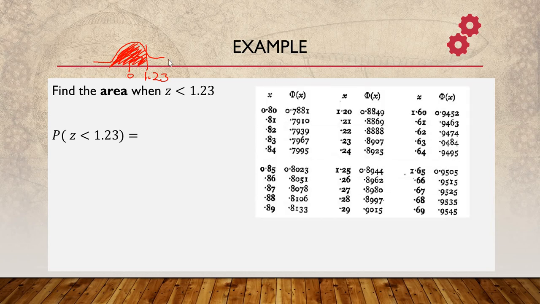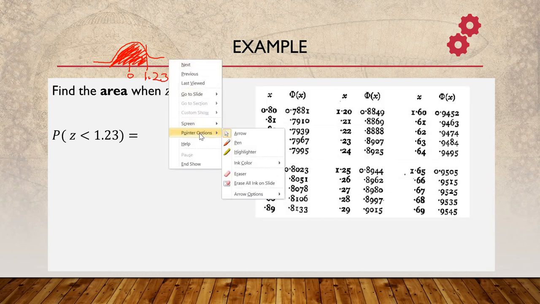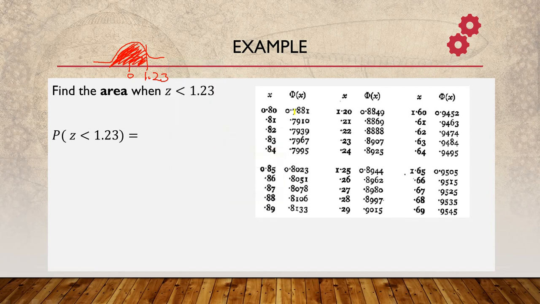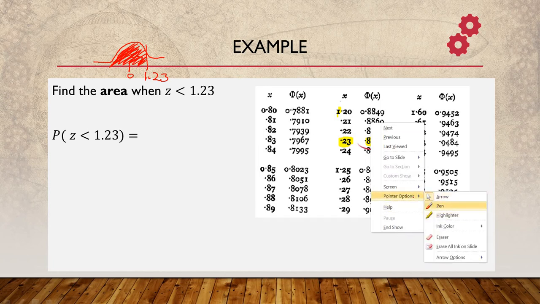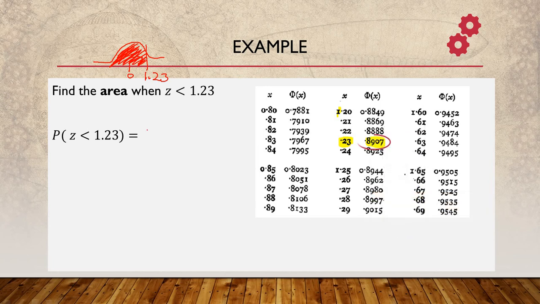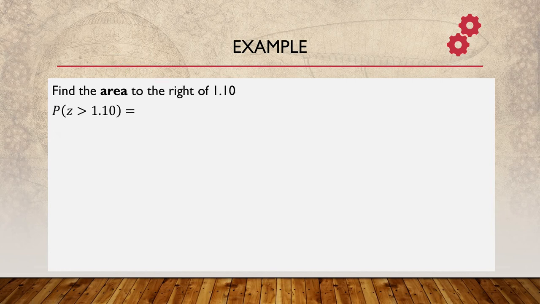So the table is 1.23. Which part shows 1.23, guys? So 1.23 is here. So we'll be taking 0.8907. Okay, so we start with the easy one first. I hope you're okay with this.